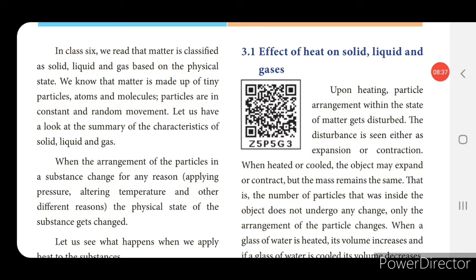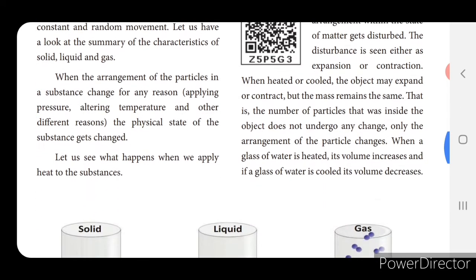So in 6th standard itself, you have studied about matter. So what are the three states of matter: solid, liquid and gas, and also the molecular arrangement of solid, liquid and gas. Yes, let us recollect it. In solids, the molecules are closely packed, tightly packed. In liquids, it is loosely packed, and in gas, it is very loosely packed. Yes, the intermolecular attraction between the molecules is strong in solid, a little bit weak in liquid, and very weak in gas. So now we'll see the effect of heat on solid, liquid and gases.